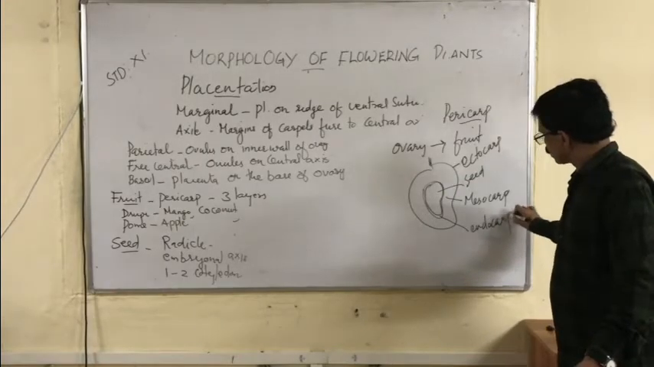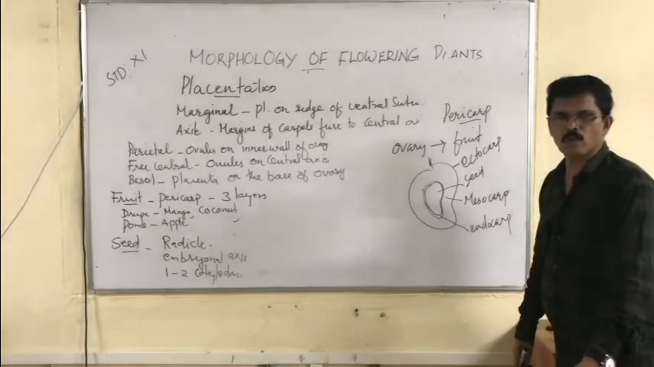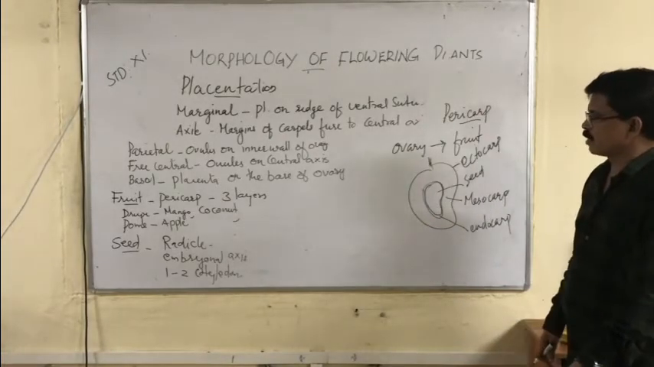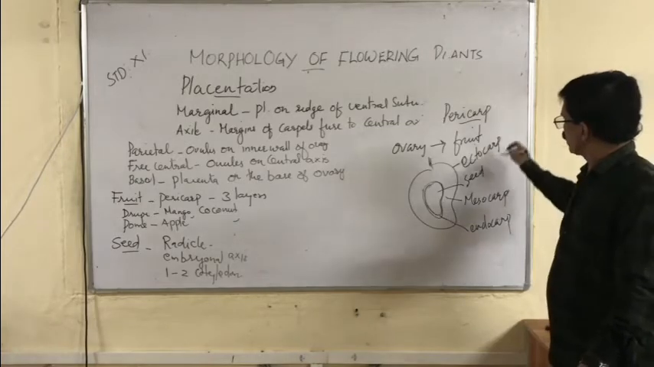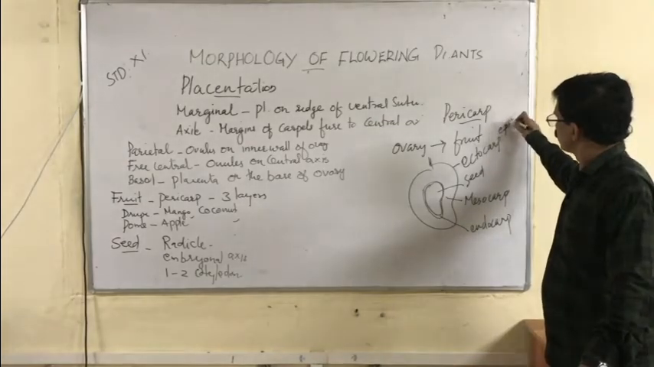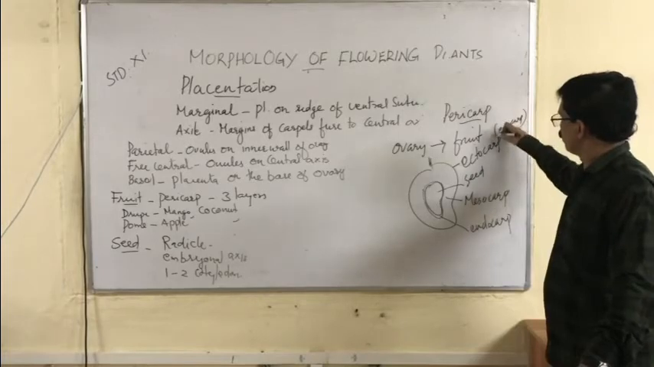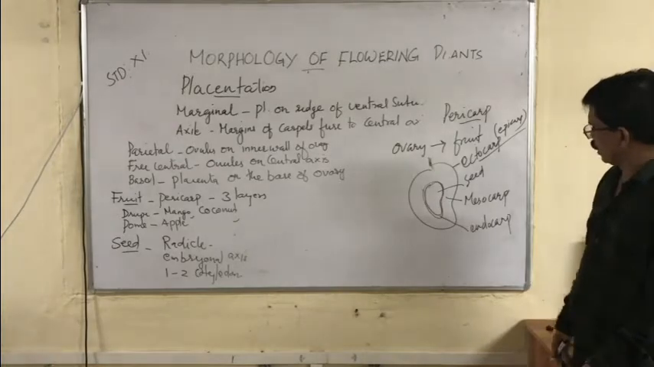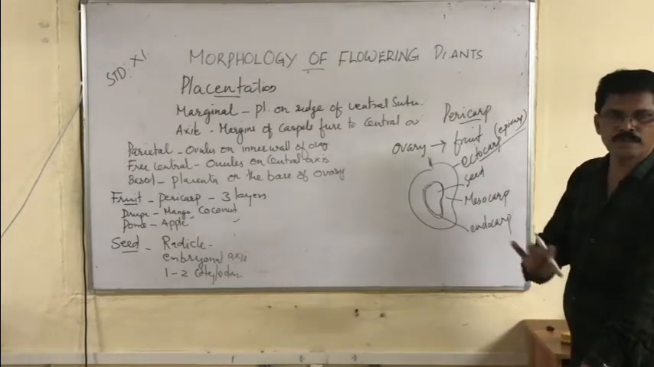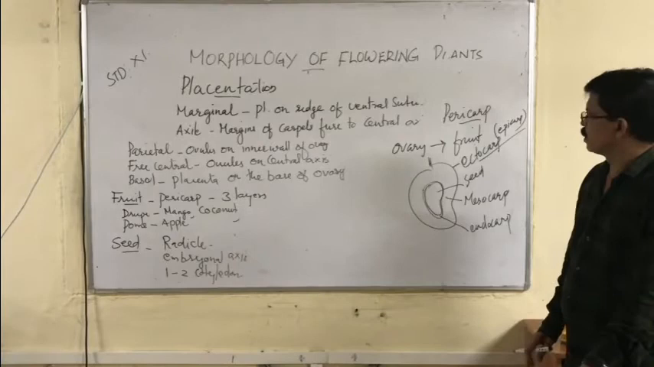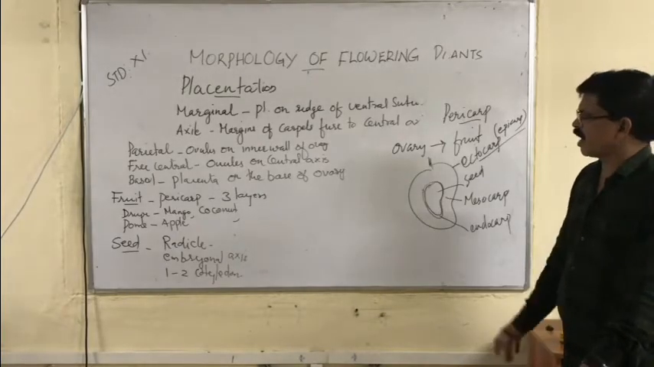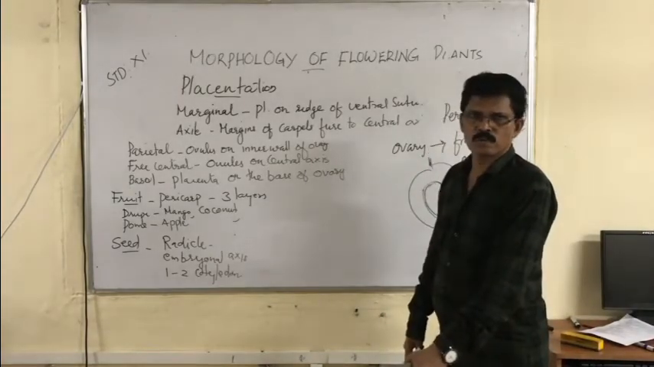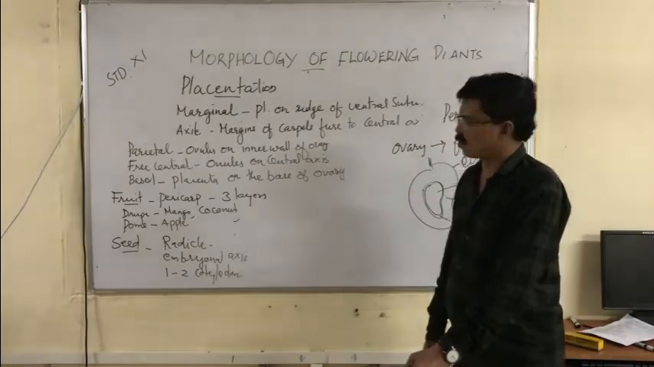So what are the 3 layers of the pericarp or fruit wall? Ectocarp, or we can also say epicarp. Then the middle mesocarp and the inner endocarp. Endocarp is always fused with the seed. So these are the 3 layers. And there are different types of fruits: simple fruits and compound fruits or multiple fruits, that we will study later on.